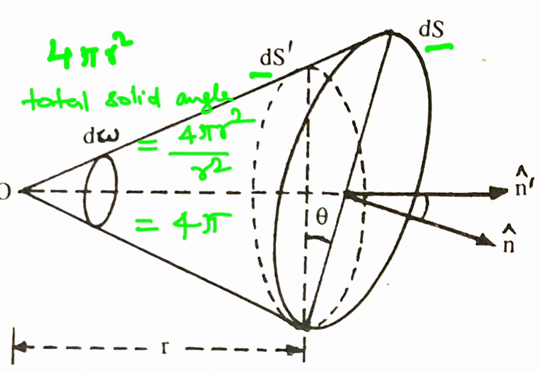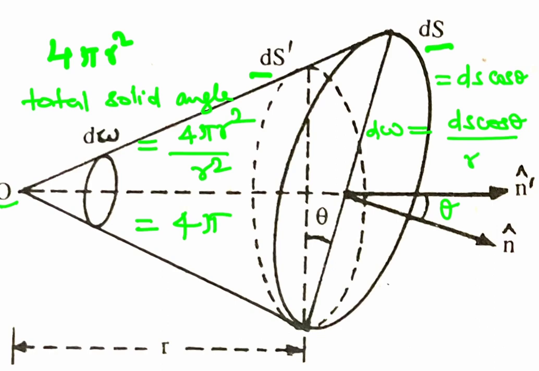Since ds is the surface area whose normal makes an angle theta with the direction of the radius vector r from the point O, therefore the projection of the surface ds perpendicular to the radius vector r will be equal to ds cos theta. Therefore, the solid angle d omega will be equal to ds cos theta divided by r square.